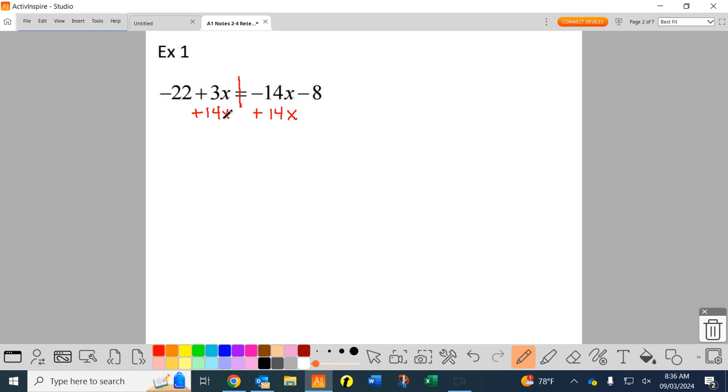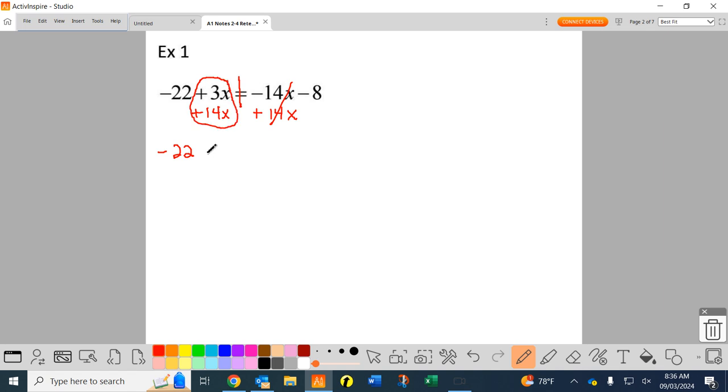Okay? When you do that, you bring down the negative 22 just like it is. You combine these like terms. These two are like terms. 3x plus 14x is going to give you a total of 17x equals negative 8.